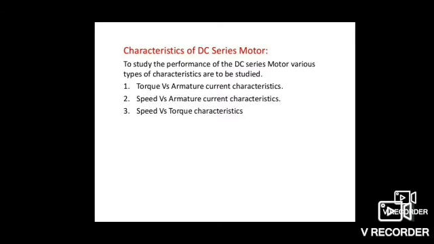Now the characteristics of the DC series motor. To study the performance of the DC series motor, various characteristics are to be studied. First one is torque versus armature current characteristics. Second one is speed versus armature current characteristics. And third one is speed versus torque characteristics. We will see one by one.